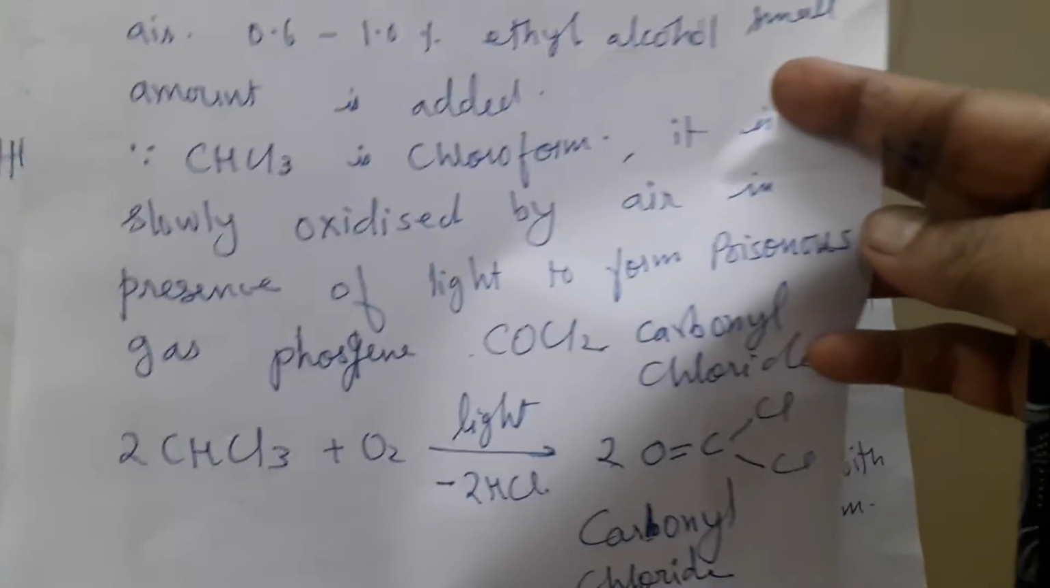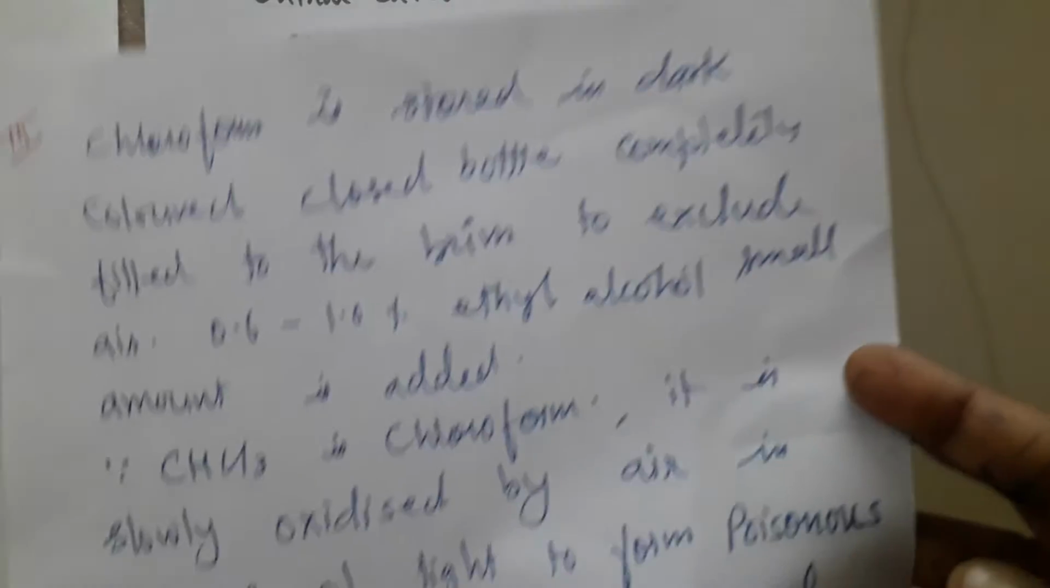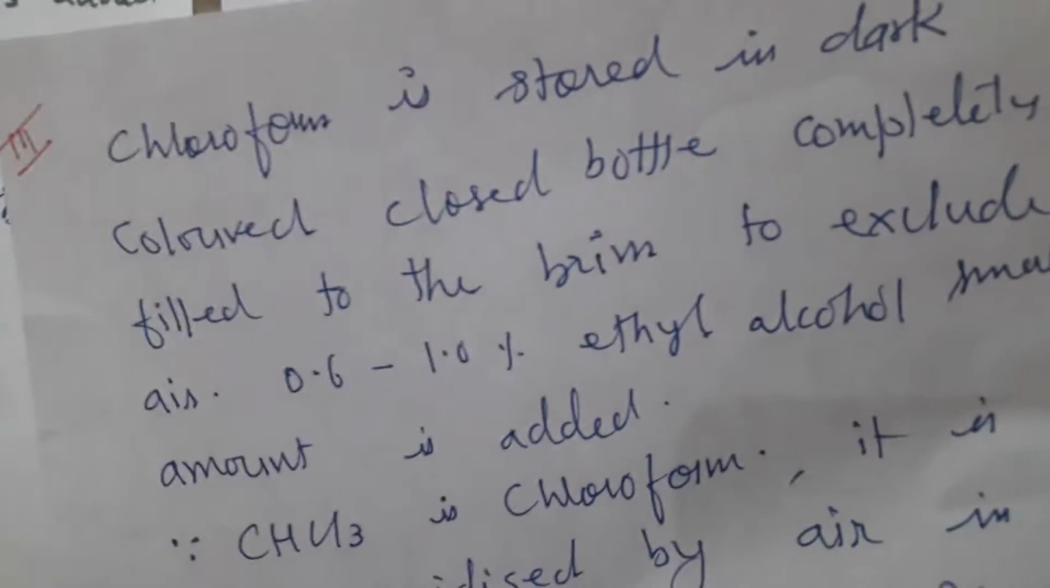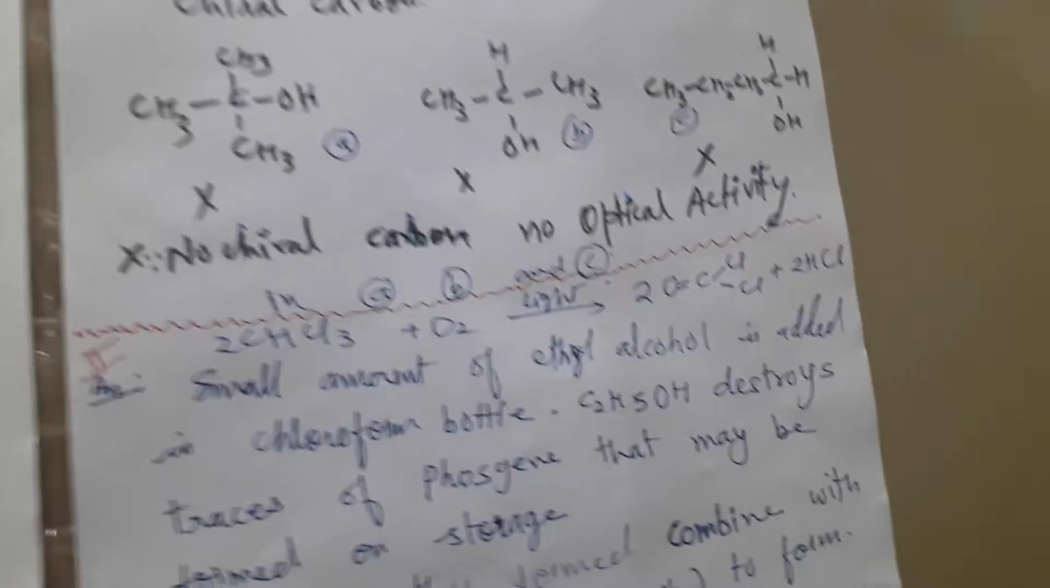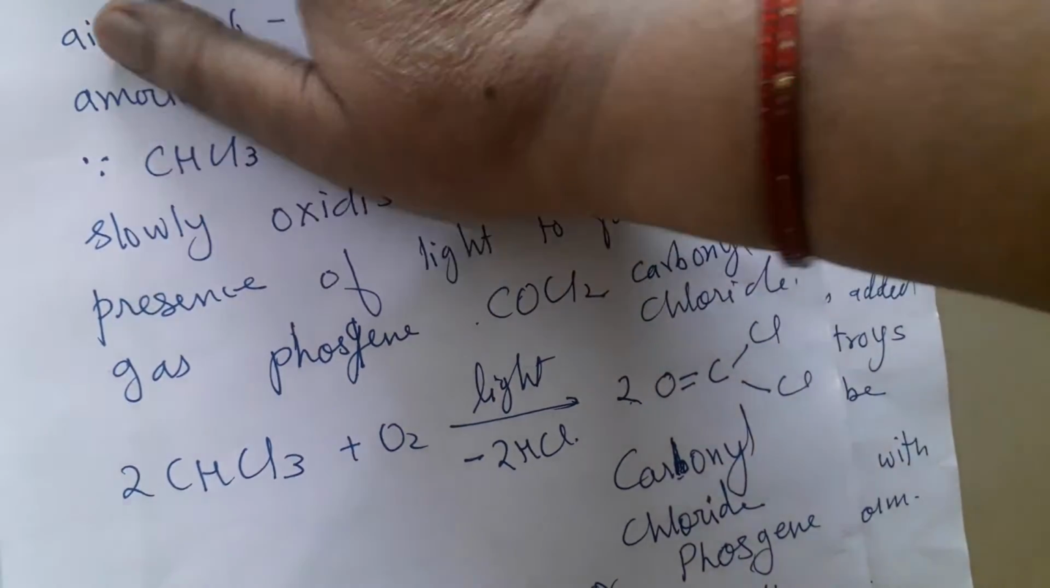Now we will go for this. Chloroform is stored in a colored closed bottle. Why is it so? The same reason, because chloroform reacts with oxygen in presence of sunlight. That is why we keep it in the dark, so it will not get decomposed. Just wait, I will do this.